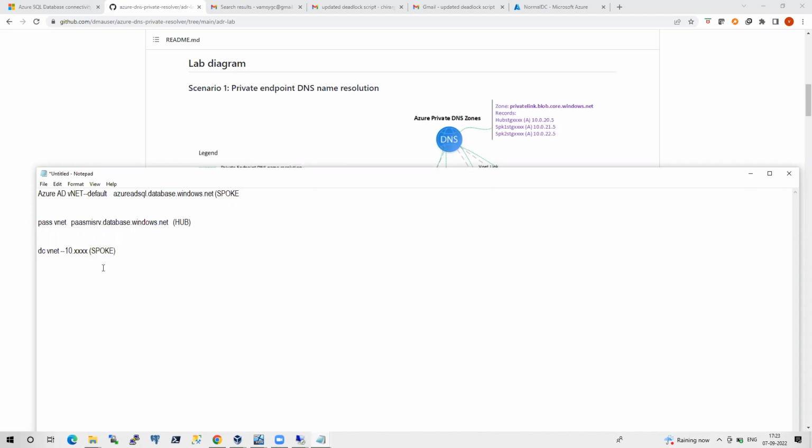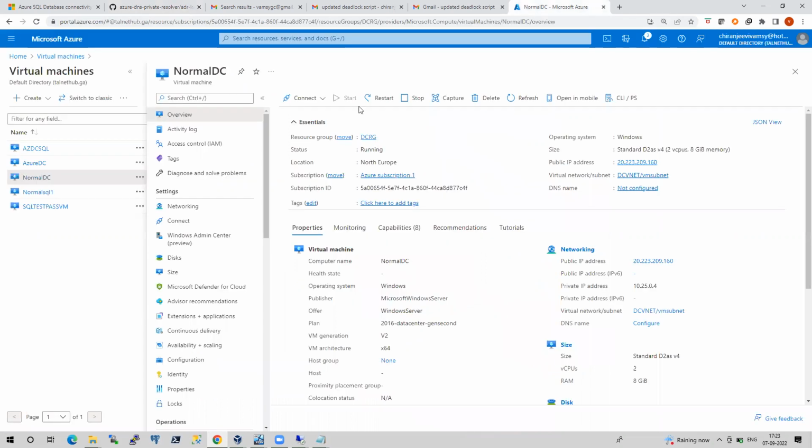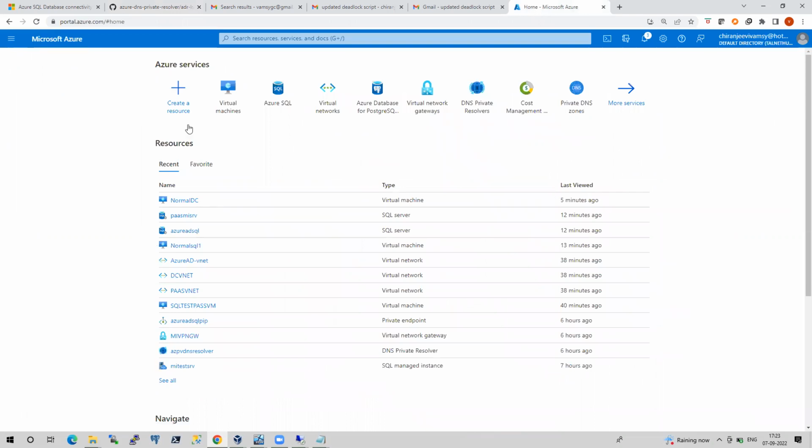Why have I chosen PaaS VNet as hub? Why not this Azure AD VNet? Why not this DC VNet? That is the next question that comes to your mind. Because if I want to connect from the outside world, like on premises, I should have a virtual network gateway, right? So if you see here, even in this diagram, I have something called a gateway subnet. This is nothing but the virtual network gateway. I have created my virtual network gateway inside the PaaS VNet. So that's why I opted for PaaS VNet as my hub.